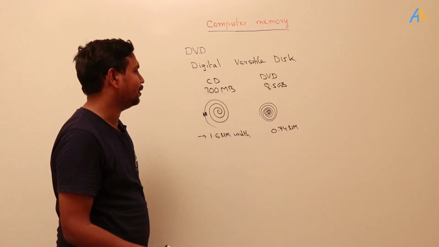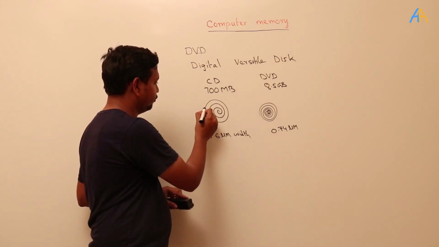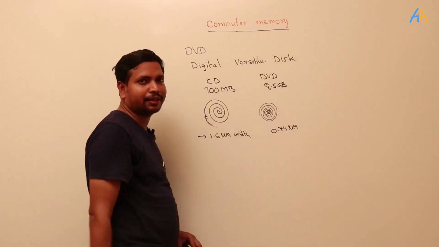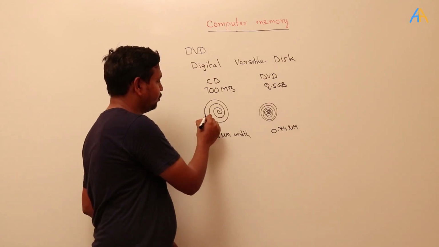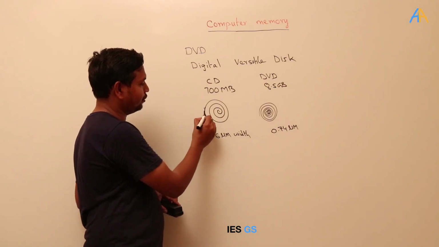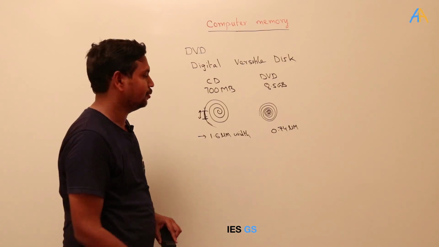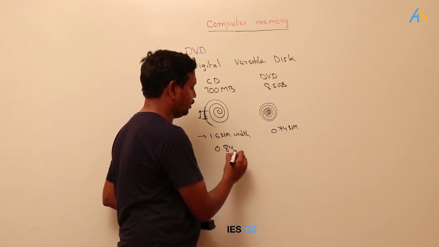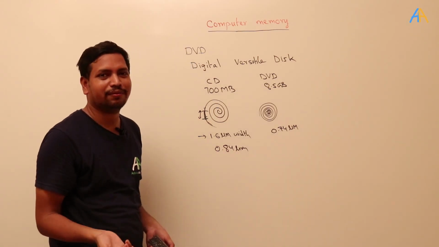After that, pit length. In each track, for example take this track, data is stored in the form of pits and lands. Okay, so pit length is reduced here. In a CD the pit length is more. For example, take this as the pit length, here the pit length is 0.83 micrometer.